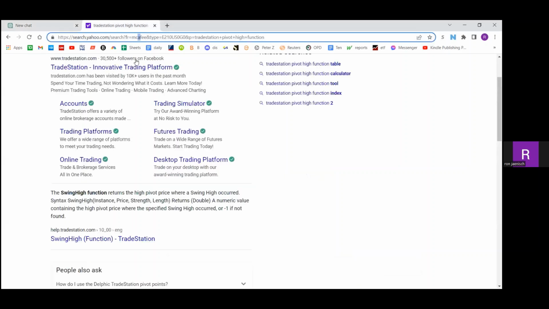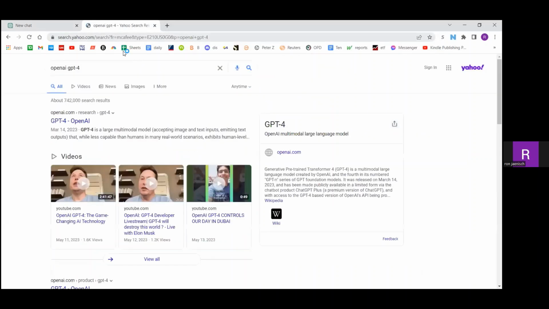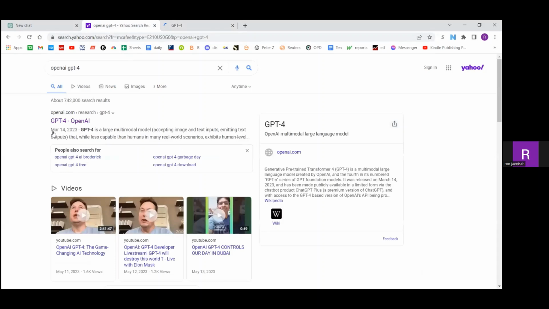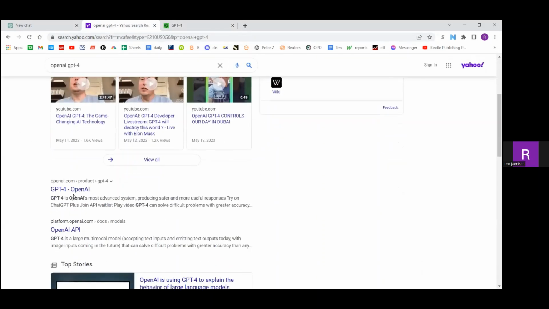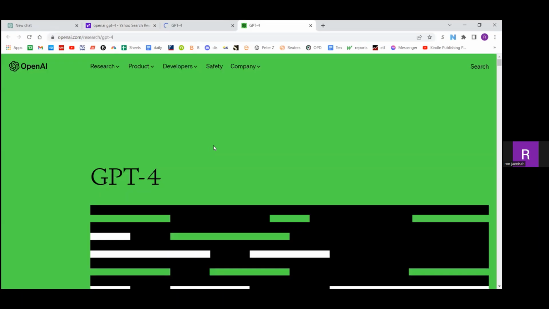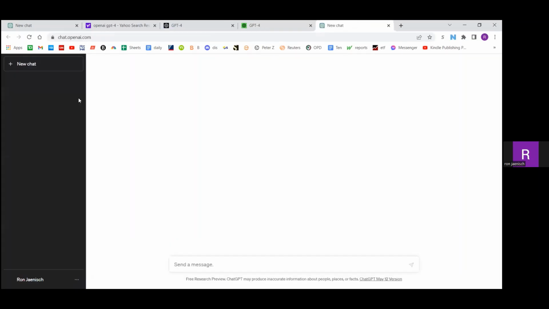I can just be like, OpenAI GPT-4. Comes up pretty much immediately. Oh, this is their research page. Okay, I don't know why this uses Yahoo search. You can just go to OpenAI. Platform.openai.com is the API, and you can just go to OpenAI.com and it'll connect you to the chat app. I don't know why this is frozen. Well, I guess that's. Oh, there we go. Okay, let's see. Product ChatGPT, and now you're at the chat app.